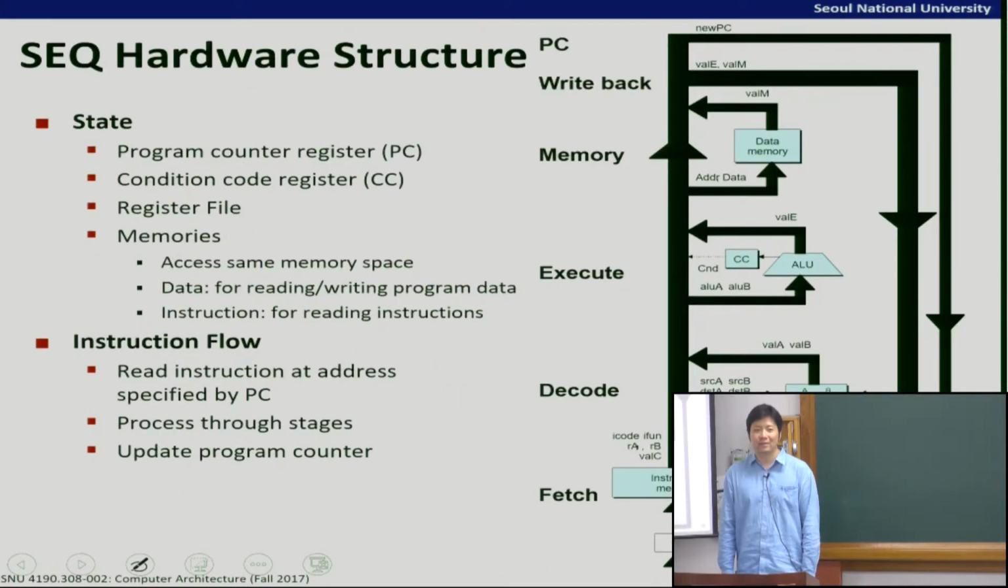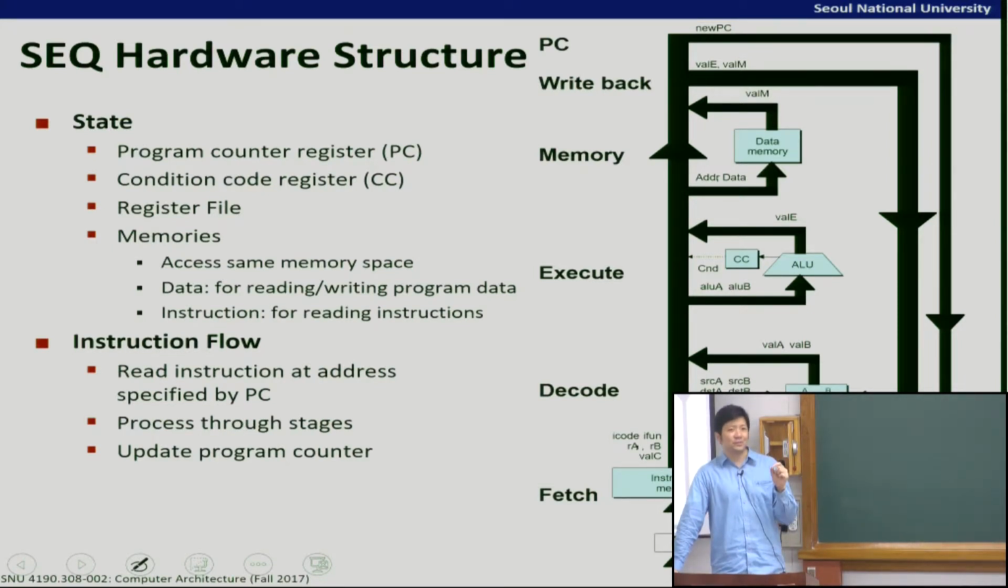Okay, so now we are ready to put these things together. Today and next time, I'm going to go over a very simple CPU called the sequential implementation. Sequential implementation means that at every rising edge of the clock, we read one instruction and execute it. In the next cycle, we read a new instruction and execute that one. So basically, one instruction per cycle. That's called sequential.